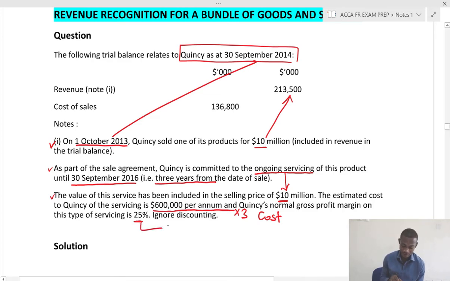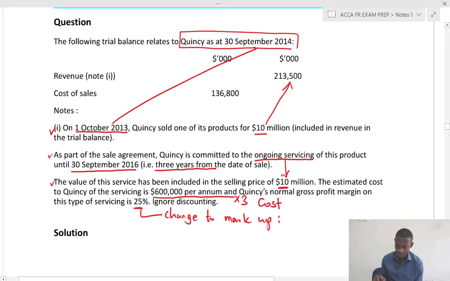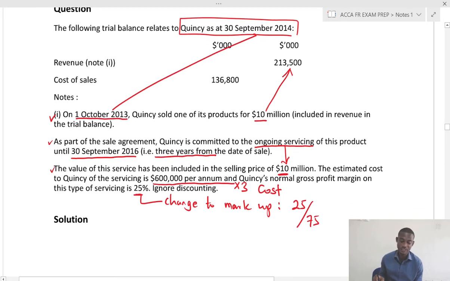So it means that we have to change to markup. And changing this to markup would be 25 over 100 minus 25, and that should be 25 over 75. That will give you the markup, which is a profit on the cost. Now, how do we make adjustment for this sale? What it means is that by the end of the first year, they have satisfied only 1 year out of the 3 years. So you would have 2 years which will be deferred income.